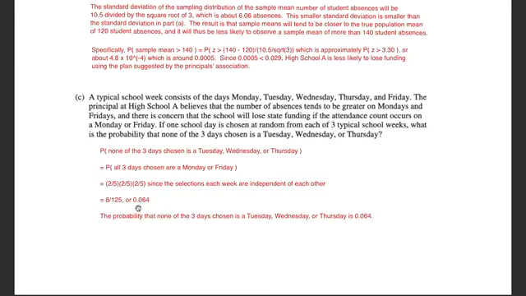So summarizing my answer, this is about calculating a probability. So even when it's a calculation question, put it back in context. The probability that none of the 3 days chosen is a Tuesday, Wednesday, or a Thursday is 0.064.